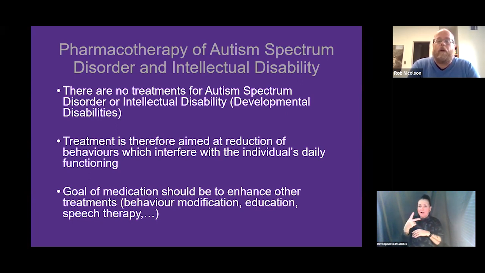Or if somebody is not able to go out and participate in community activities because of their behavior, then they're missing those opportunities to learn, and it's having a negative effect, presumably, on their quality of life. So the way I think about it is, if those psychosocial treatments are the most important forms of intervention, then really the goal of medicine is to make people more available for learning and to participate in those educational or treatment interventions. So ultimately, the goal of medicine should be to enhance or facilitate other forms of treatment: behavior modification, education, speech and language therapy, and so on.